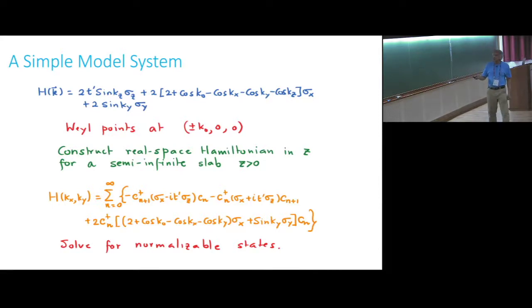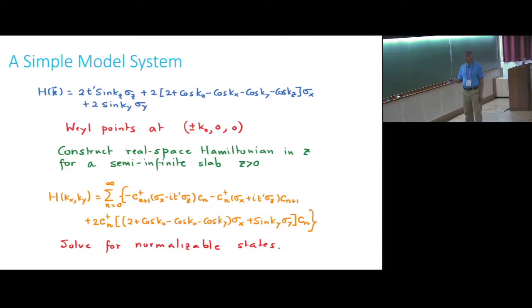Okay, so you can see by inspection that the Weyl points will be whenever all the coefficients of these things are simultaneously zero, and that tells you that kx, ky, and kz should be zero or pi, and this particular combination here tells you that ky and kz have to actually be zero, because then these two, cosine ky and cosine kz, cancel the two, and then cosine kx will cancel cosine k0 at plus or minus k0. Okay, very simple model. And those are the Weyl points of that simple model.